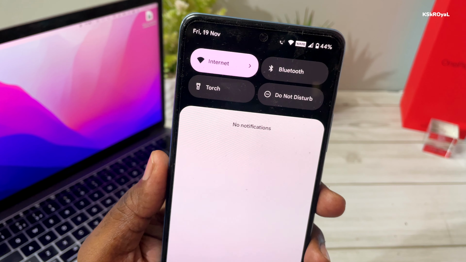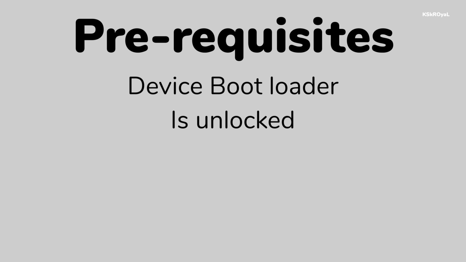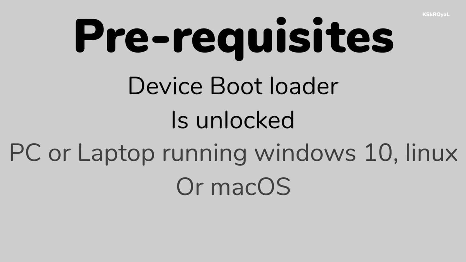It's time to start installing the Android 12 custom ROM on Redmi Note 10 Pro. These are the requirements you need before proceeding to install the Android 12 ROM. Make sure your Note 10 Pro has an unlocked bootloader. Also, you need a computer running Windows or macOS, and a USB cable to connect to the computer.